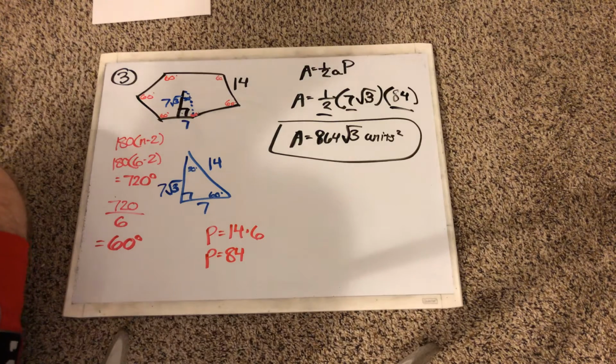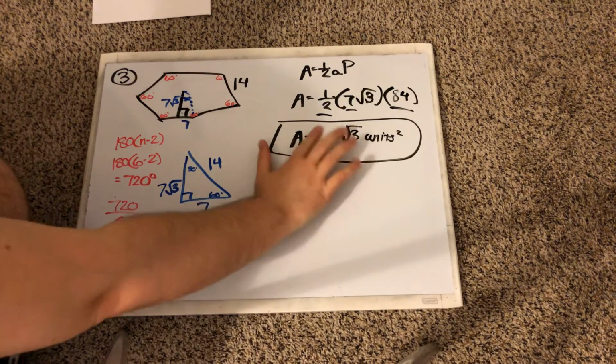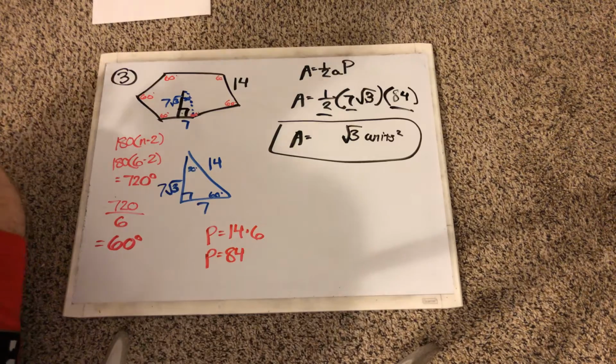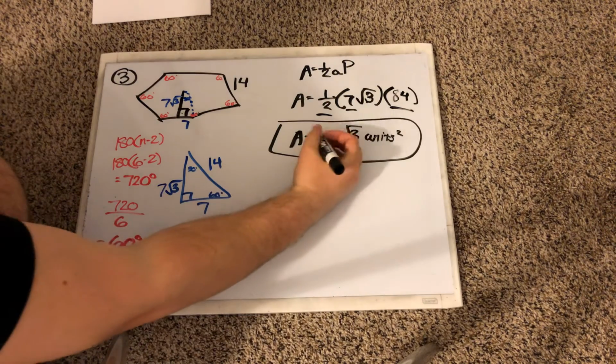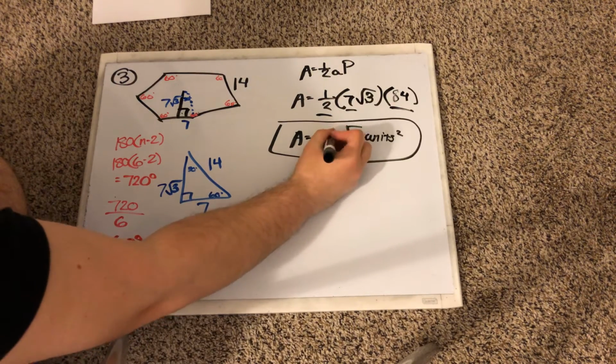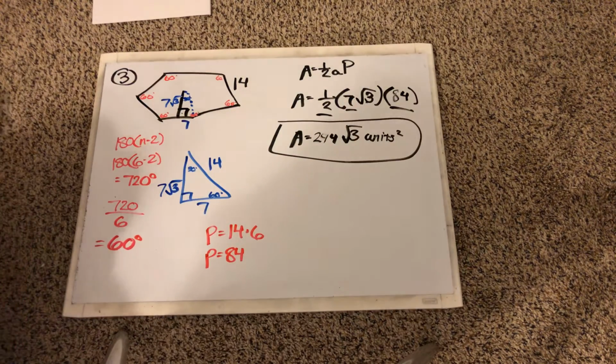Oh, I'm sorry. I totally was looking at the other problem. 1/2 times 7 times 84 is not 864, it is 294. My apologies. Math is hard.